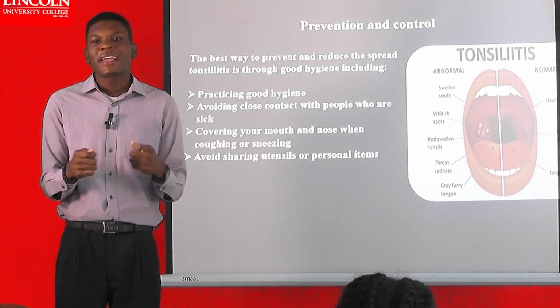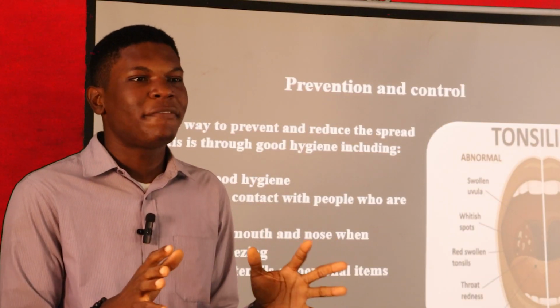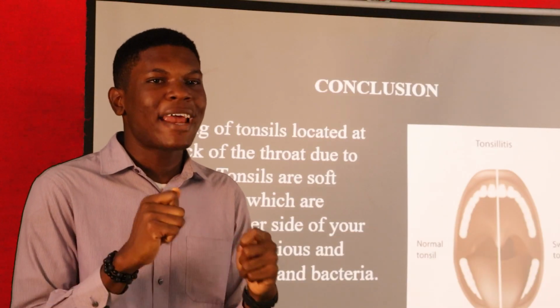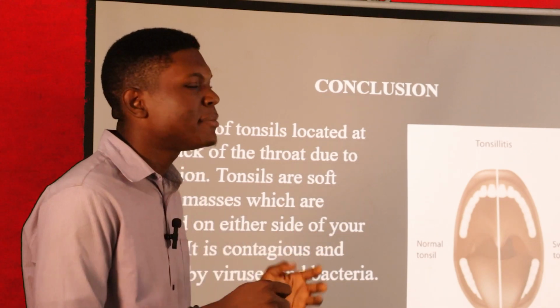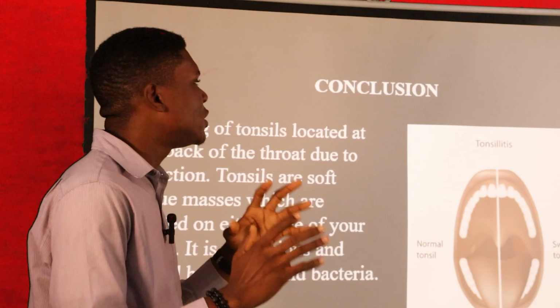Now, avoid sharing utensils and personal items. Many of us say, okay, because I'm eating, guy, lend me your spoon. That is not really advised. Avoid sharing direct utensils and personal items like your toothbrush. So these are ways you can prevent and control the spread of tonsillitis.